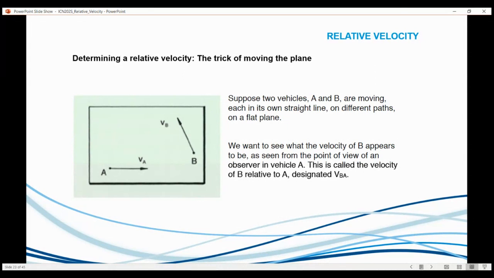So what they're talking about here is, suppose you have 2 vehicles moving on different paths. One is going along a flat plane, and one is coming at an angle. Suppose you want to see the velocity of B that appears to be seen from the observer A. You'd call this the velocity of B relative to A. So obviously you should be aware of what relative velocity is, but a lot of what we're going to be doing now is having 2 different bodies moving, whether it be a car, ship, or plane, and we want to see the velocity relative to another.